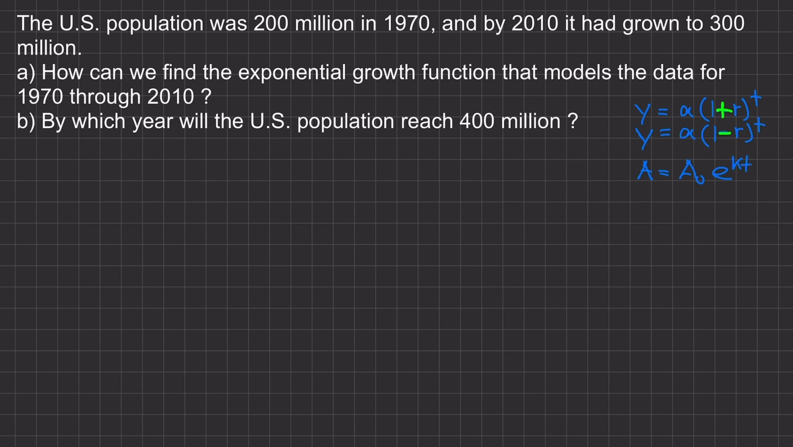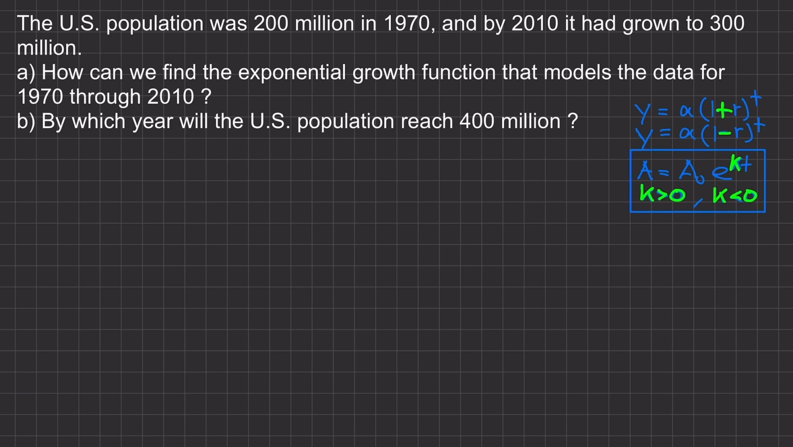If k is greater than 0, the function models exponential growth, and if k is less than 0, the function models exponential decay. Very simple. Let's do an example to make that clear.